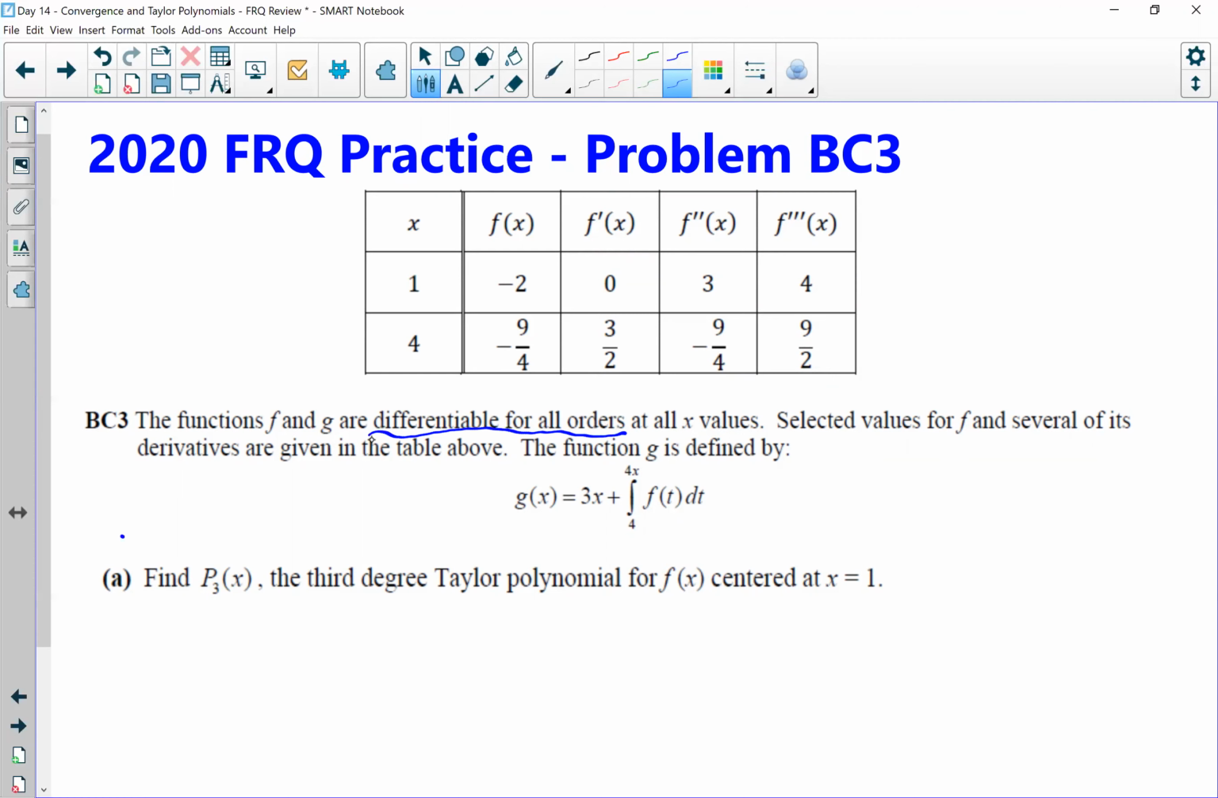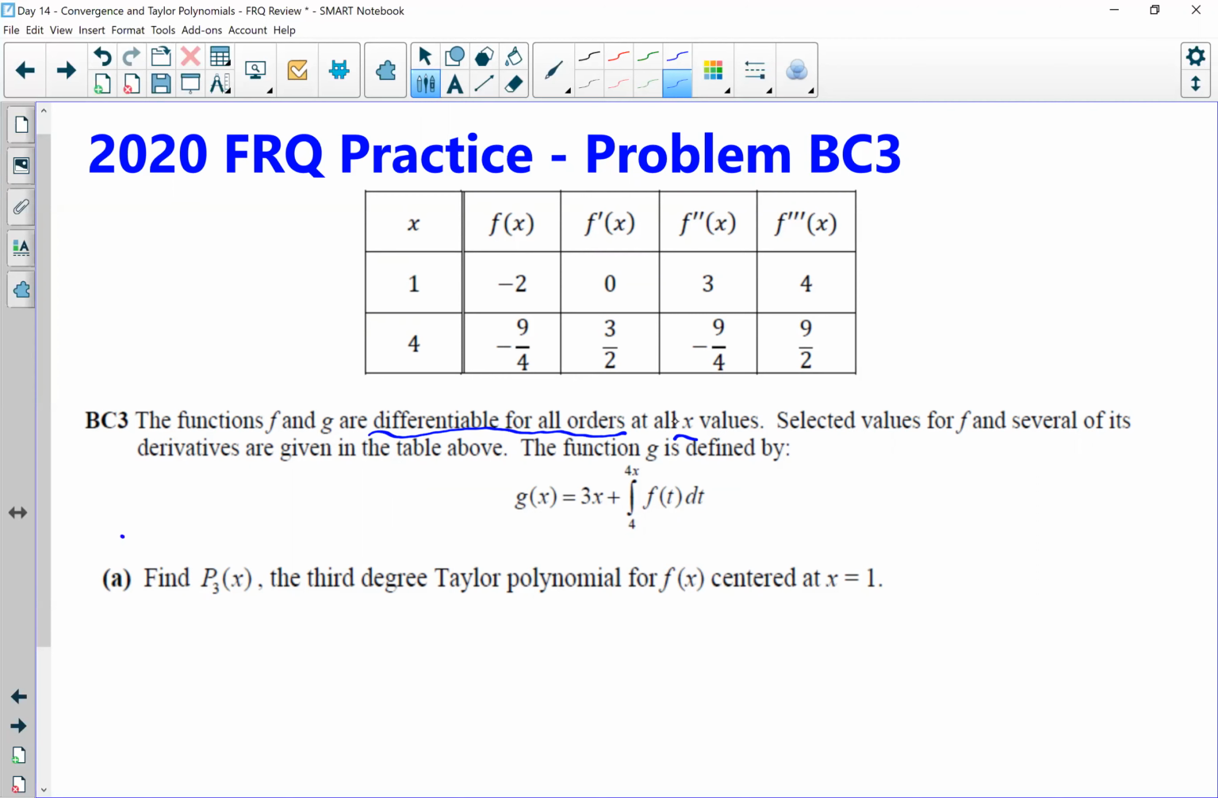I want to pause for a minute because sometimes students get caught up on the words in the stem, and it prevents them from really understanding how to solve the problem when really it shouldn't. Differentiable for all orders just means that f has derivatives always, meaning it's never not differentiable. So you can take f prime, f double prime, f triple prime, the 4th, the 5th, the 6th, the 7th. No matter how many derivatives you take, and no matter what value you plug in for x, you'll always get an answer. So it's never going to be a not differentiable type answer, right?